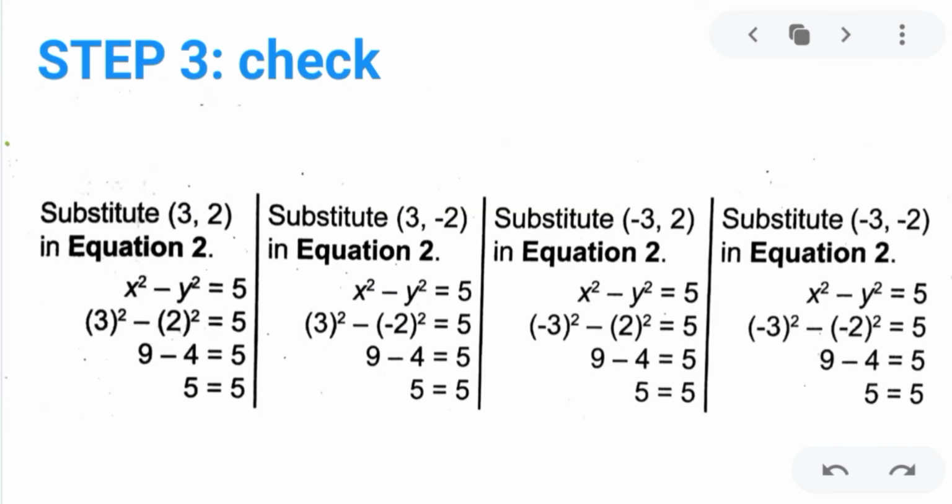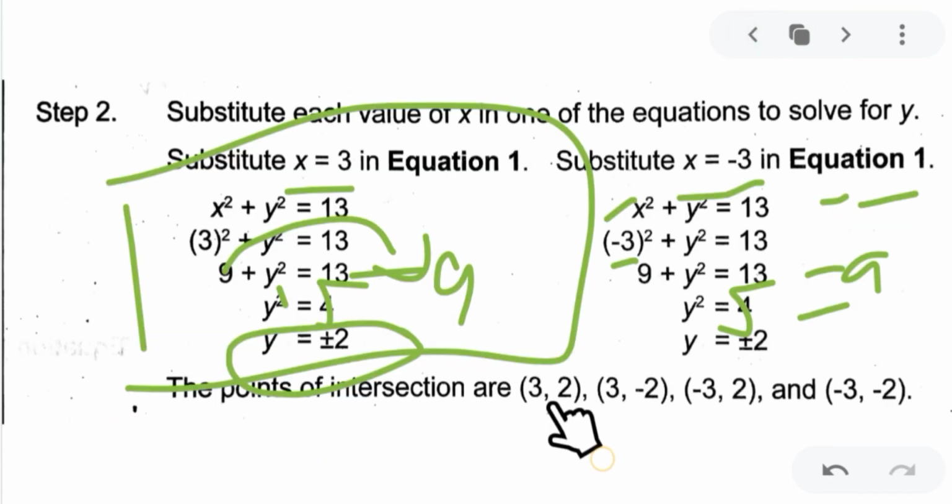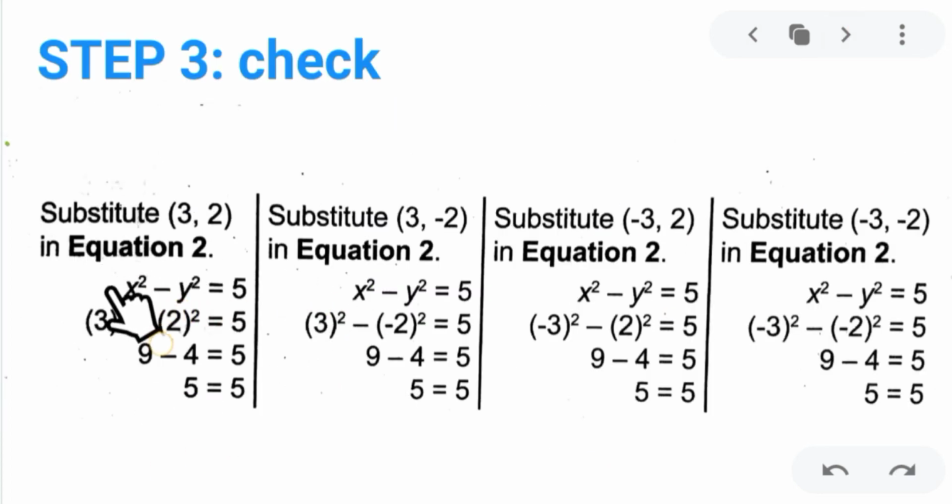Now, for step 3, we have to check if the points are correct by substituting them in any of the equations, but let us use equation 2. So, substitute (3, 2) in equation 2. Our equation 2 is x squared minus y squared equals 5. The value of x here is 3 and the value of y is 2. Then 3 squared is 9, 2 squared is 4, 9 minus 4 is 5. Then that equals 5. Therefore, this equation is true, or the points are true.